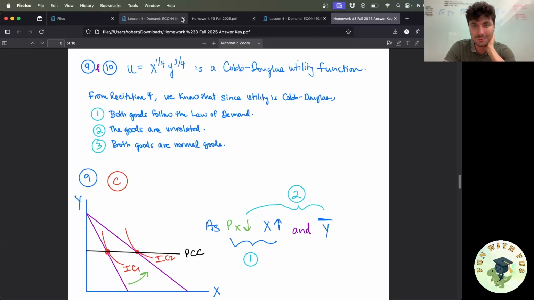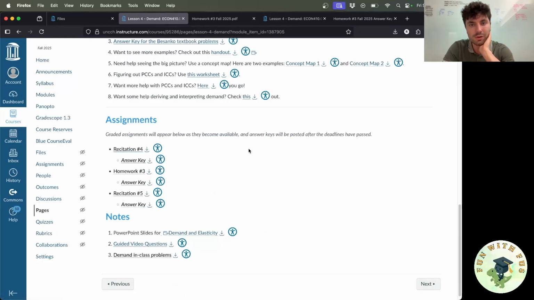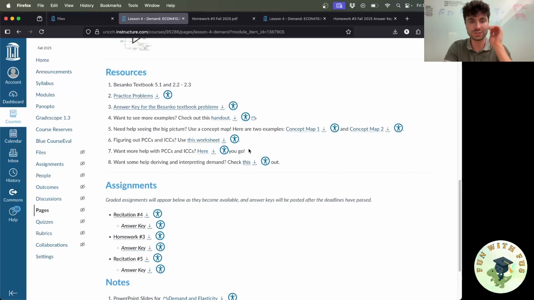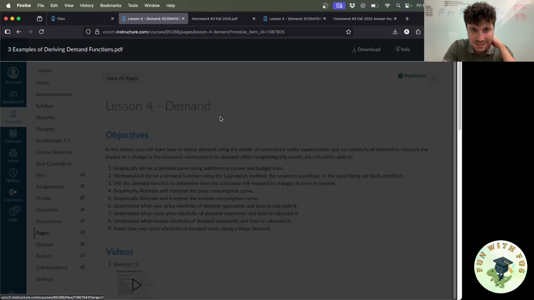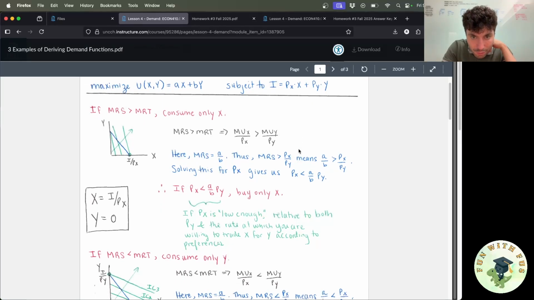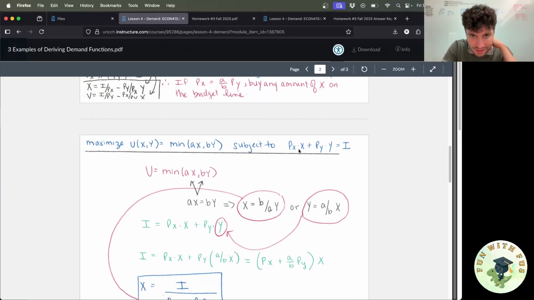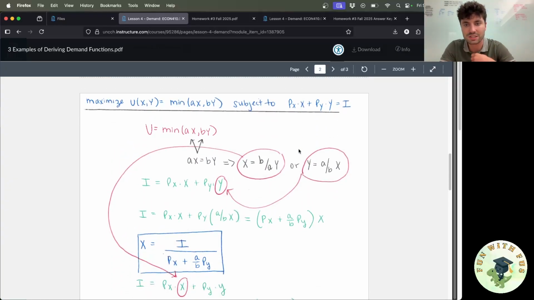And now we can move on to a couple of the help sheets. Oh yeah, baby. So what is this handout for? Deriving demand functions. Oh brother, this is terrible. Oh, okay, this is talking about min functions.